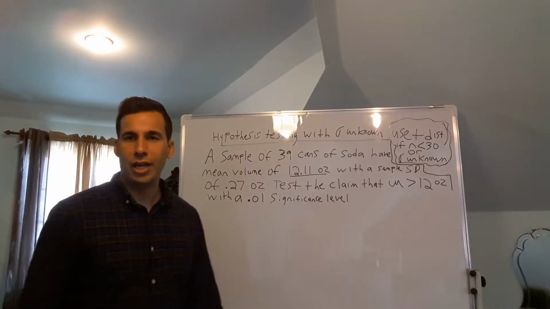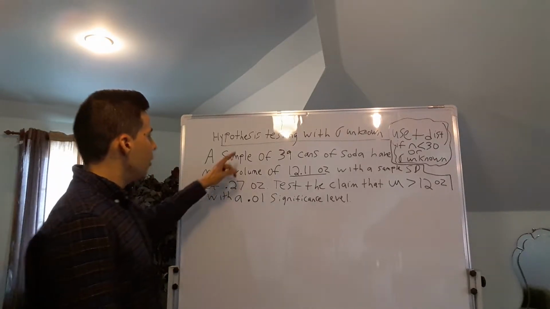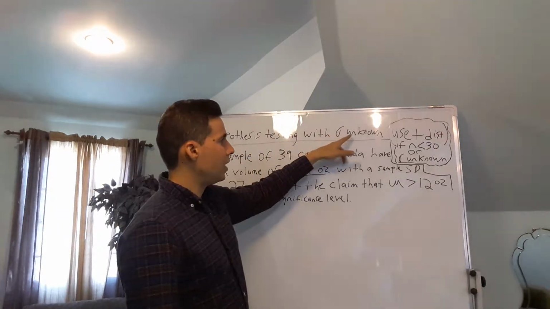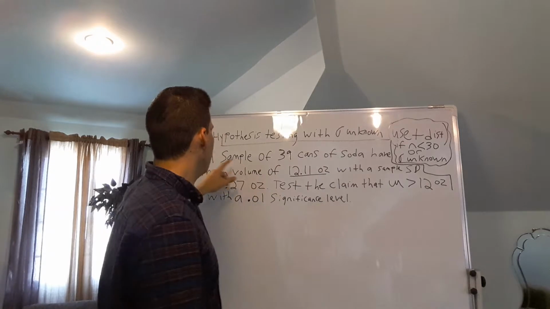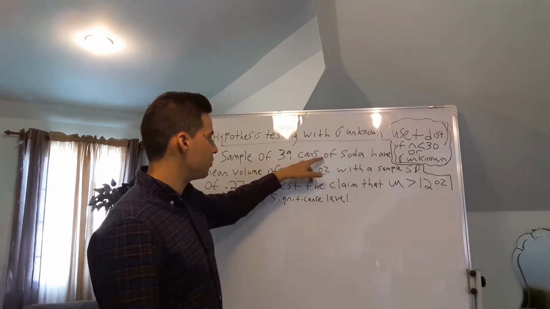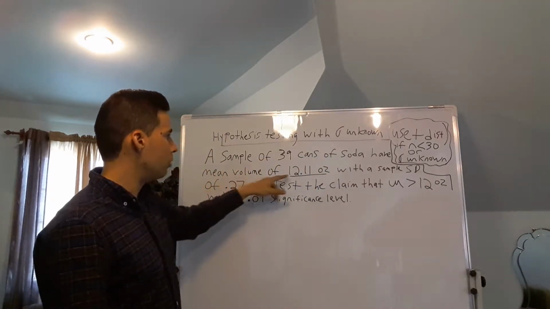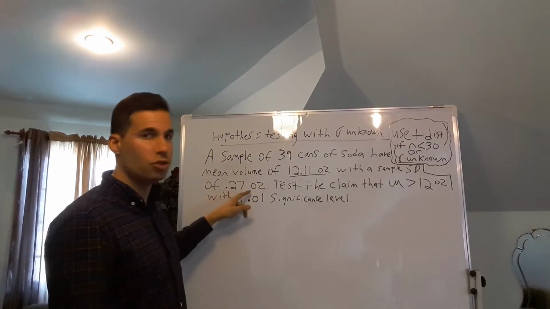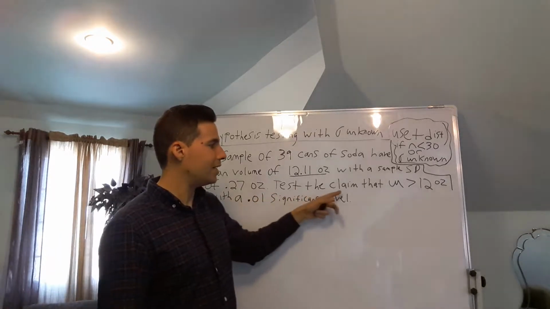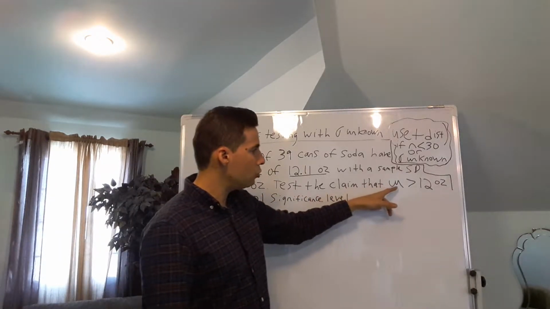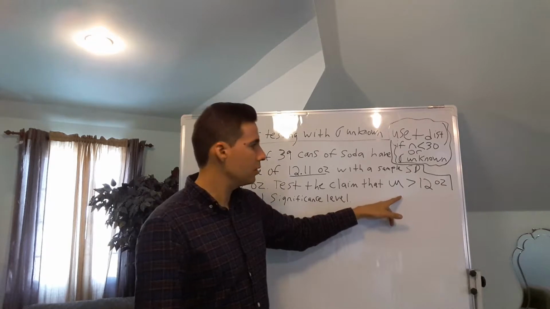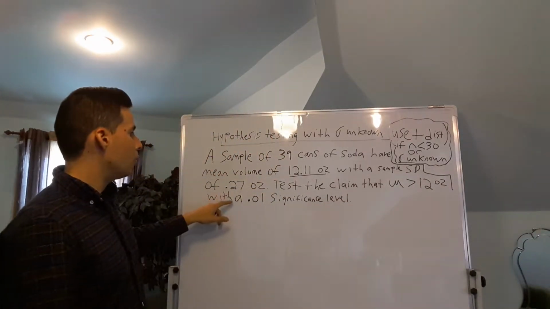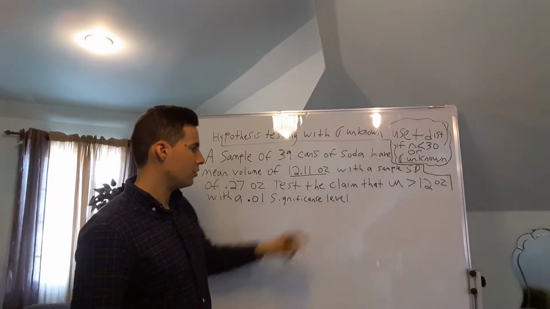Okay, so let's take a look at this statistics question. We are doing a hypothesis test where the population standard deviation is unknown. A sample of 39 cans of soda have a mean volume of 12.11 ounces with a sample standard deviation of 0.27 ounces. We want to test the claim that mu, the population mean for all cans of soda, is actually greater than 12 ounces with a 0.01 significance level.